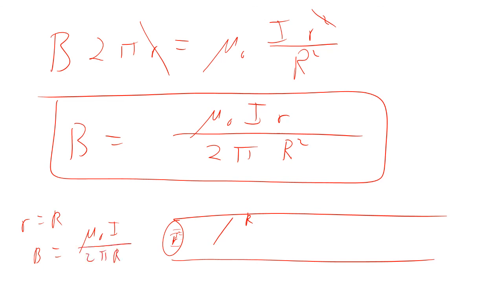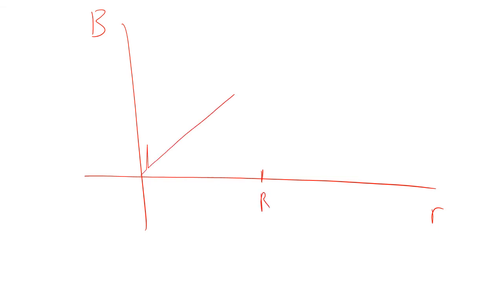Now, as r gets bigger, the big R in there becomes little r in the equation and it drops off. So if I made a graph of magnetic field versus r, up to big R it grows linearly until it reaches that value, and then it drops off as 1 over r. Okay, so that's kind of what the magnetic field would look like if you were to graph it.